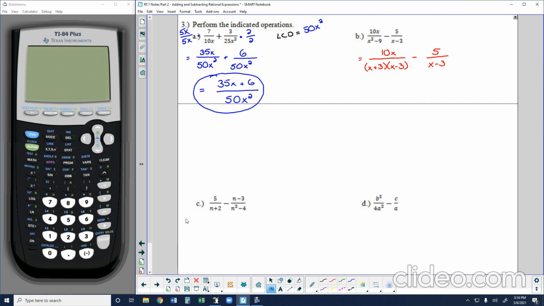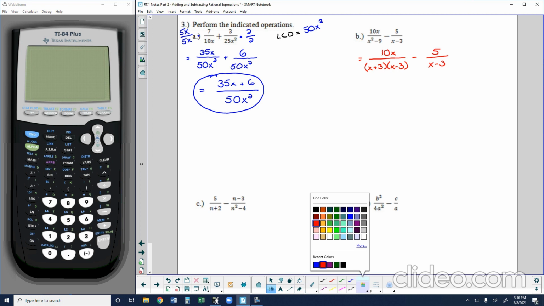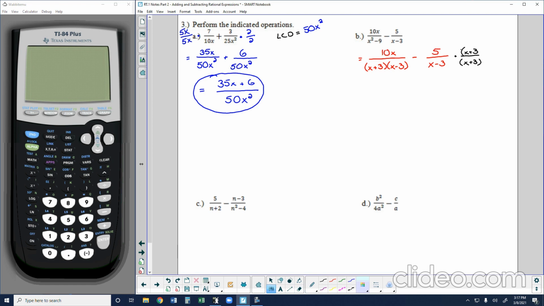Now, if I compare those two denominators, I may notice that I can multiply only the second one in this case. I can get the second denominator to turn into x minus 3 times x plus 3 by simply multiplying by x plus 3.